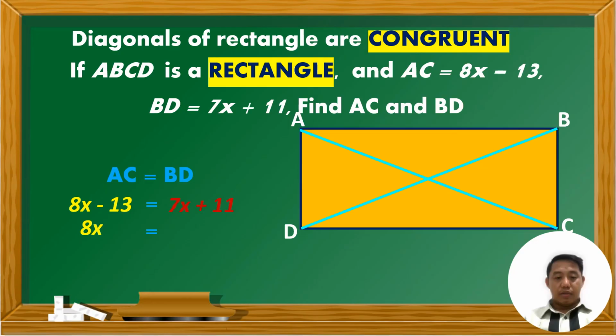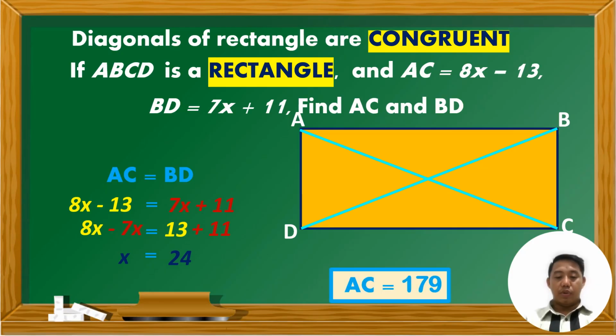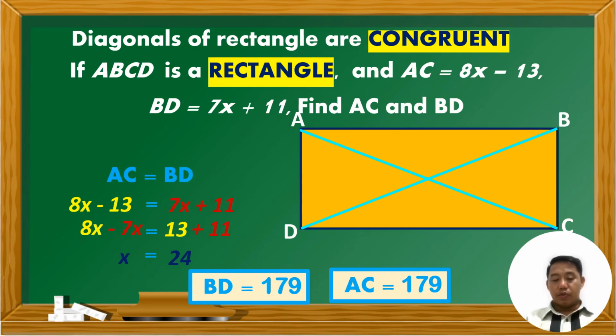Just bring down 8x. Then, transpose natin 7x to the other side. It will become minus 7x. So, bring down 11. Lipat din natin yung 13. Magiging positive 13 na siya. 8x minus 7x is x. 13 plus 11 is 24. So therefore, our x is 24. And if you substitute natin yan sa 7 times 24 plus 11, AC and BD will be equal to 179. Okay? So, substitute lang natin, ha?